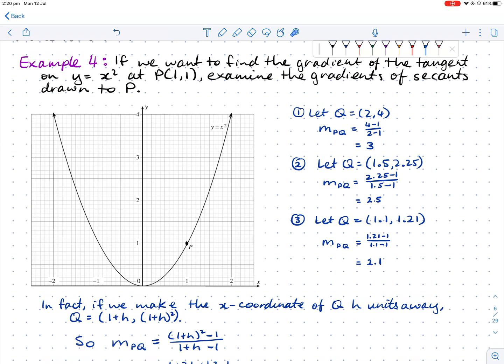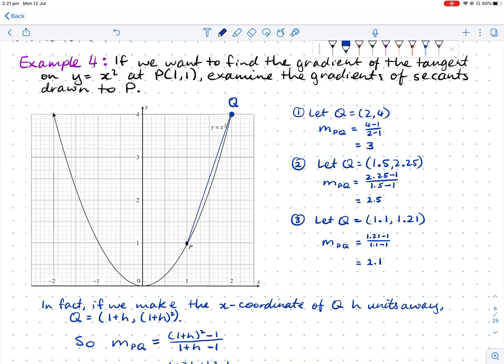What we want to do is find the gradient at this point P here, and that's going to be the point (1, 1). We want to look at some gradients and see how close we can get. So we're going to pick another point on the graph and work out the gradient, and keep refining it until we get close to the gradient at that particular point. If we look at the first one, we're going to first put Q up here, and work out the gradient of this particular line.